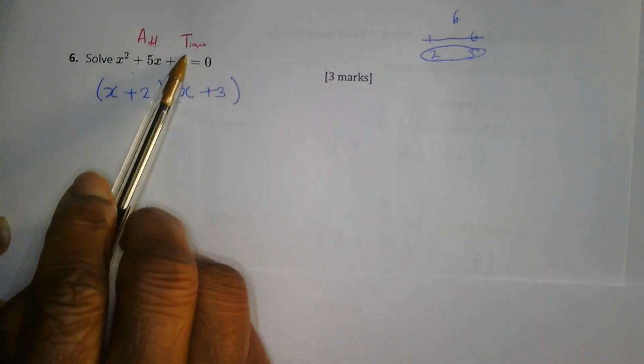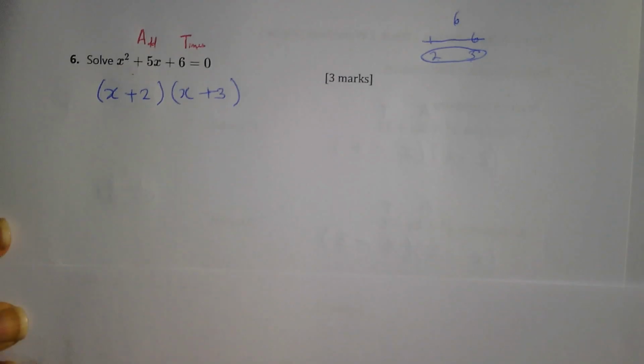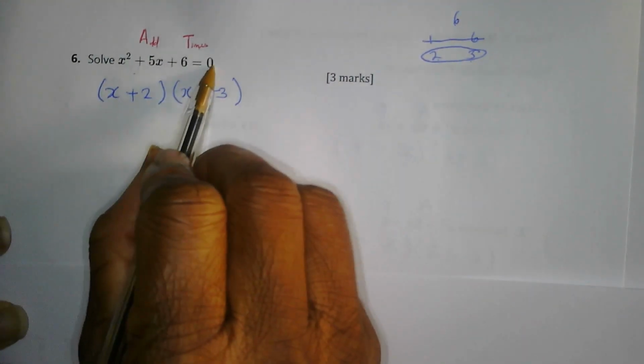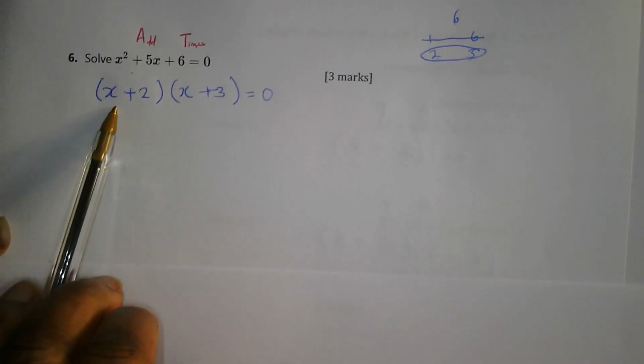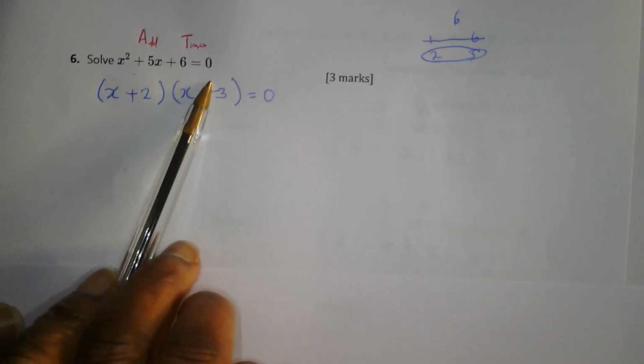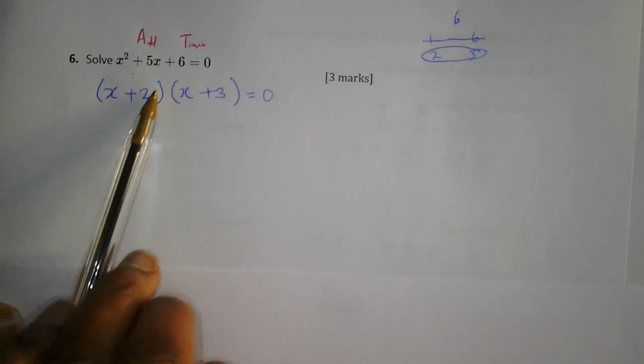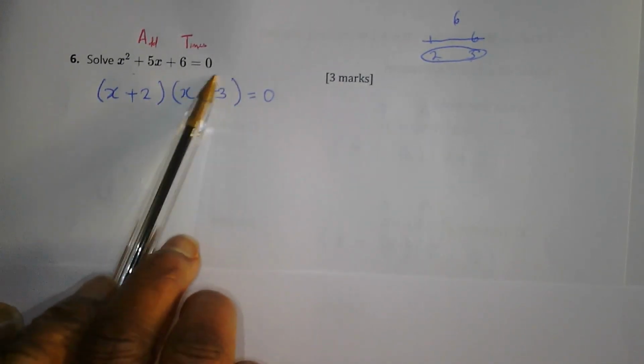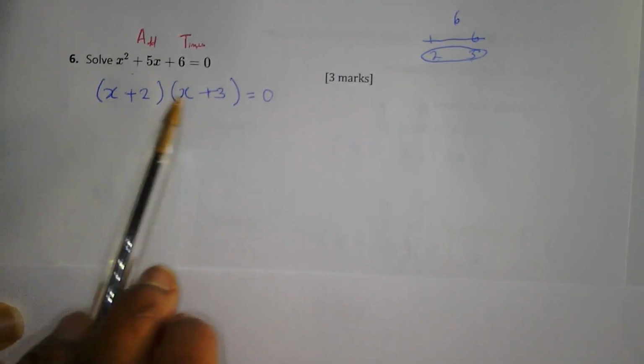So far, we have factorized the left-hand side of this equation. Now, make it equal to 0. What this means is that multiplying must give you 0. Whatever is in this bracket must give 0. So it's either this is 0 or this is 0 or both are 0 because 0 times 0 gives 0.